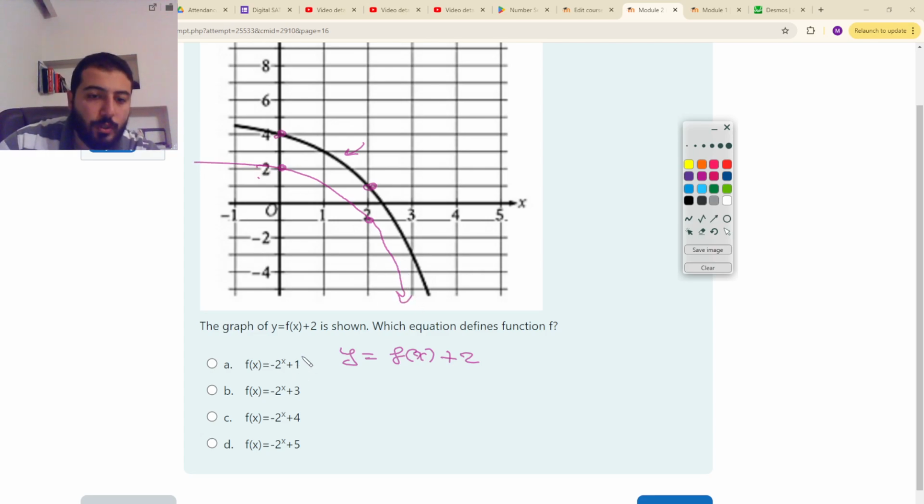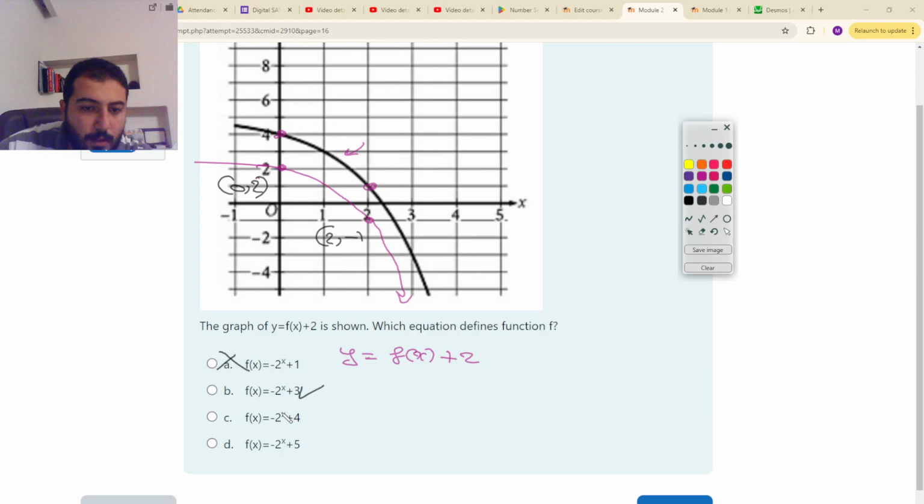You can just try the answers. We know two points: when x is equal to 0, y is equal to 2, and when x is equal to 2, y is equal to negative 1. So let's start with x equal to 0. Anything to the power 0 is 1. So that's negative 1 plus 1, which is 0. Not correct. Here, x is 0, that is negative 1 plus 3. That is 2. This is correct for the first point.